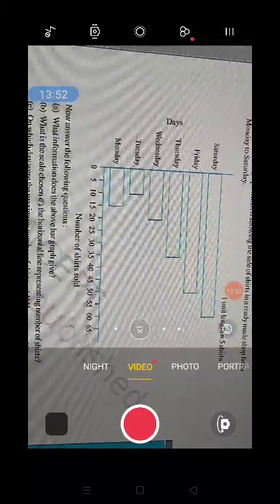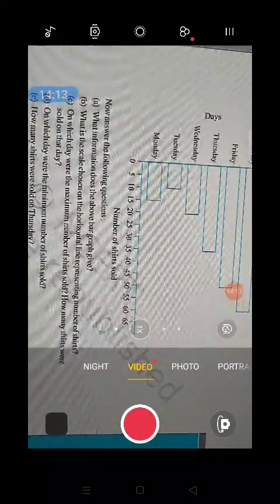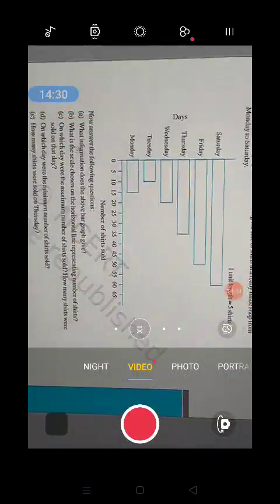So what information does the above bar graph give us? The first answer is the sale of the shirts from Monday to Saturday of a shop. Yes or no? So this is the answer for question A. Another, what is the scale chosen on the horizontal line representing the number of shirts? So the answer is the scale is 1 unit length equals the sale of 5 shirts. Are you able to see? Yes or no? Okay.